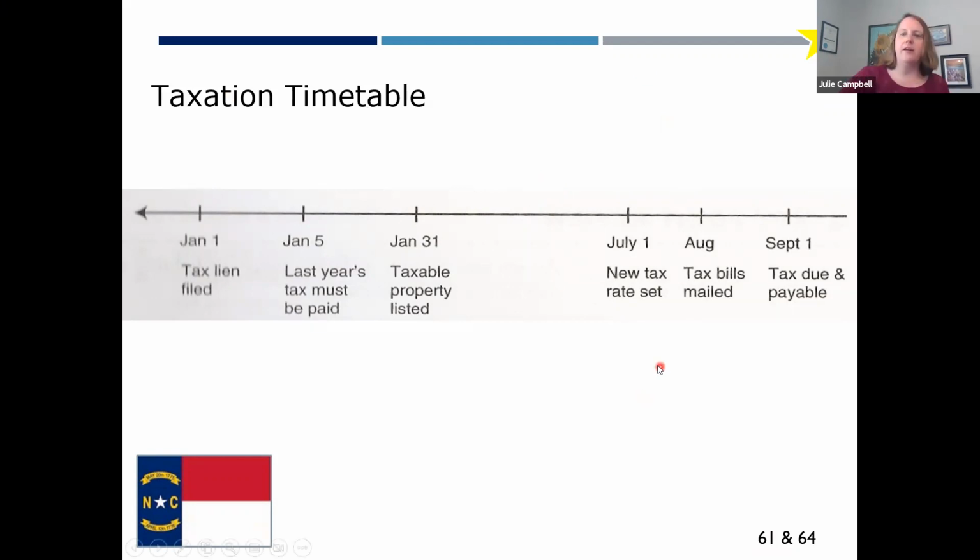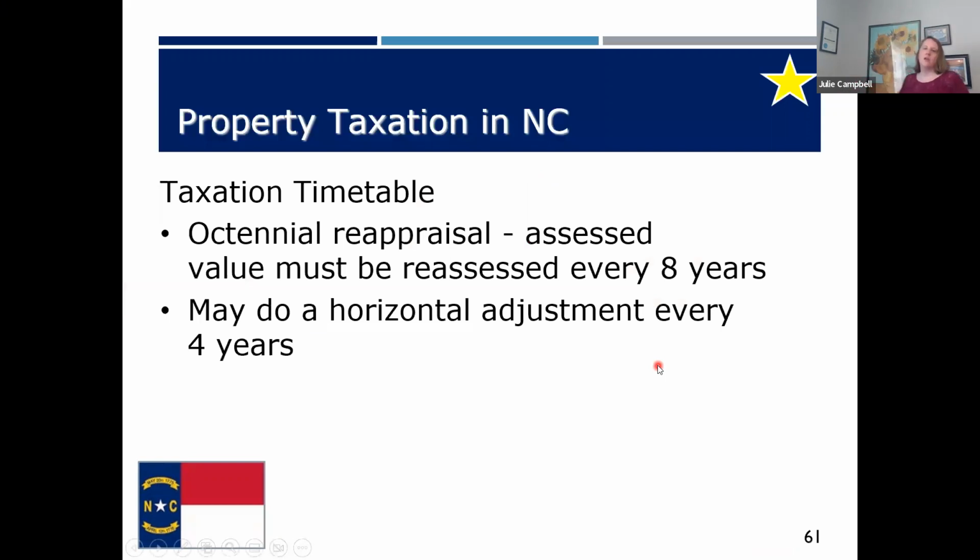So in North Carolina, we do what's called an octennial appraisal. Octennial means 8. And in North Carolina, we reassess the tax value every 8 years. Remember, the tax rate can change. The value is reassessed every 8 years.